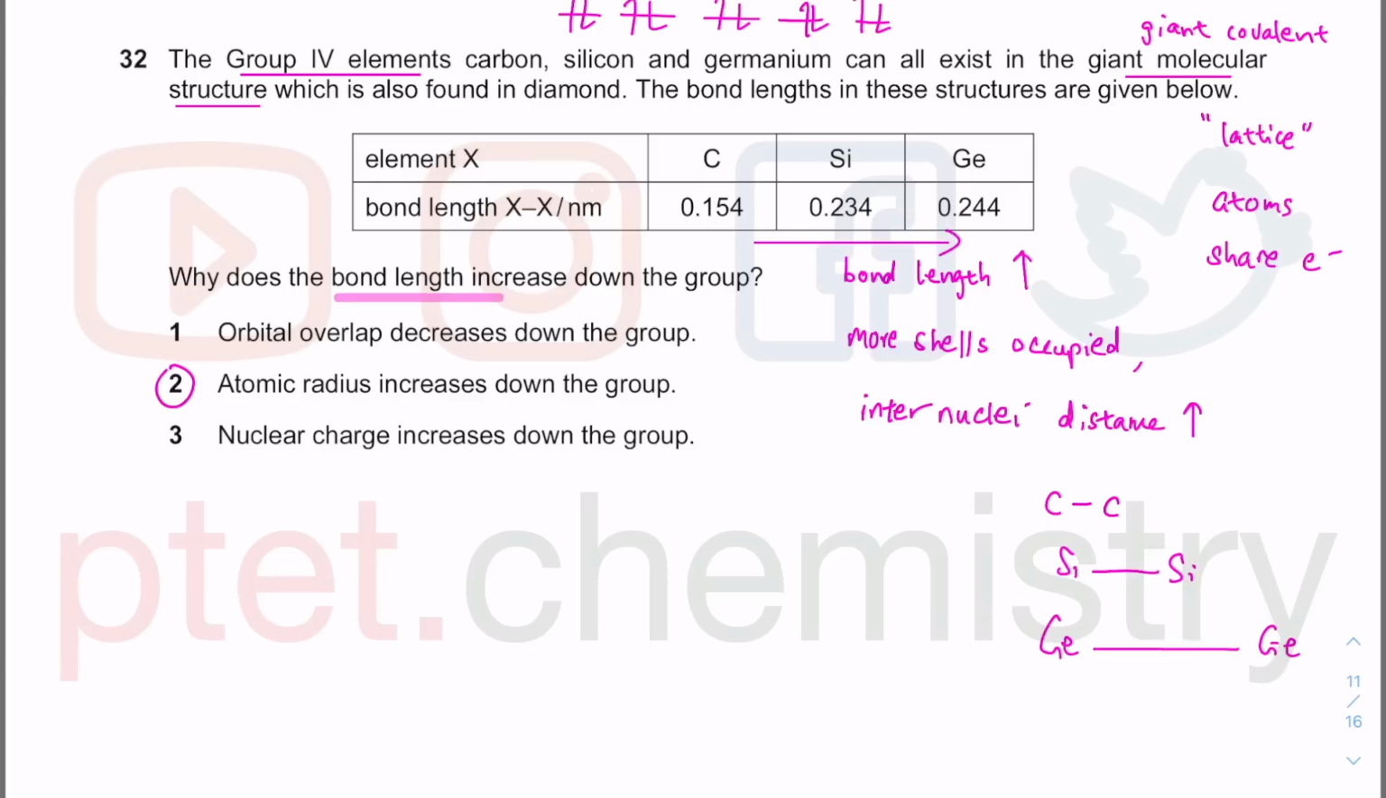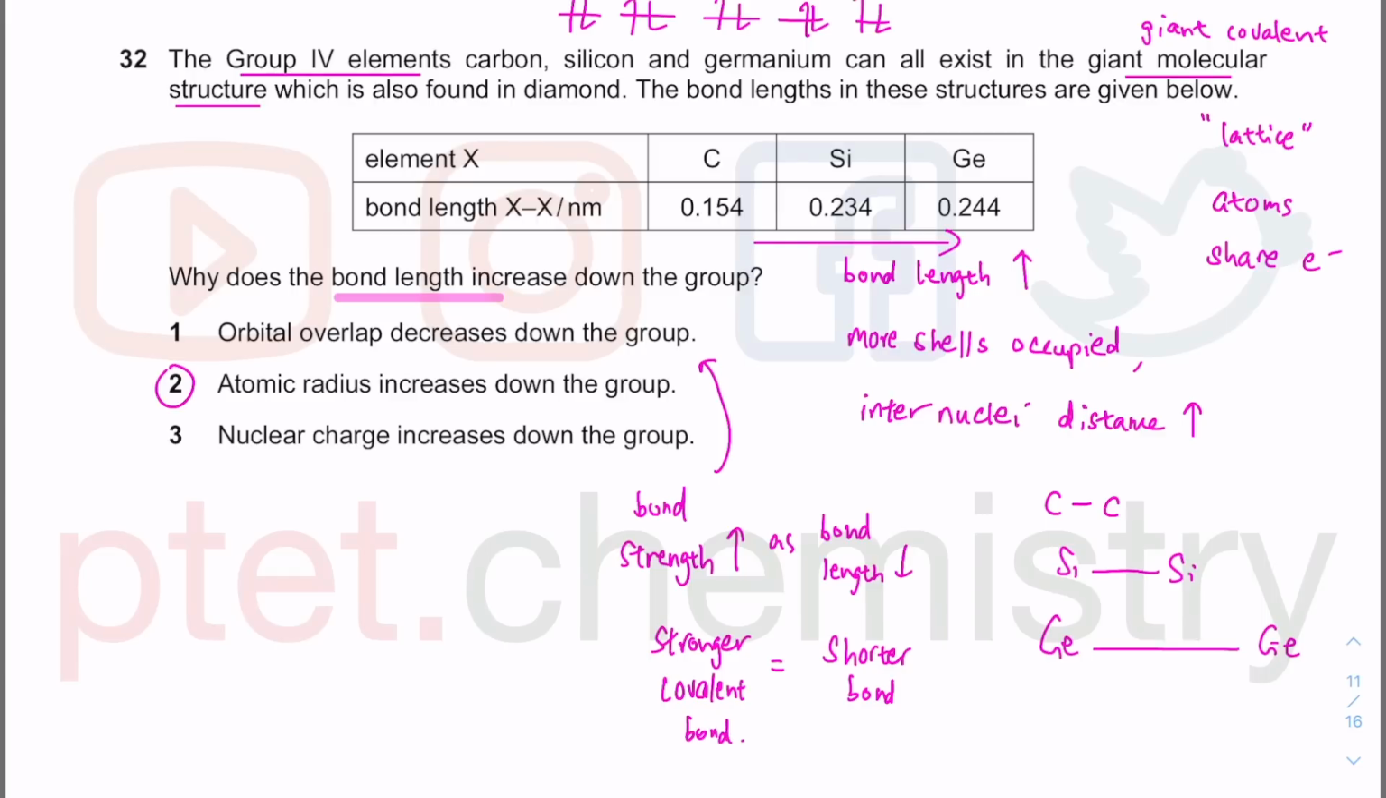This is to do with bond strength. So we know that bond strength is related to bond length. So bond strength gets weaker as bond length gets longer. So shorter bond, this is a shorter bond. Shorter covalent bond means it's a stronger covalent bond. This is as stated in the covalent bonding syllabus in your Cambridge curriculum. So the fact that your orbital overlap decreases, your covalent bond gets weaker, and your bond length will increase there. So 1 is definitely correct as well.